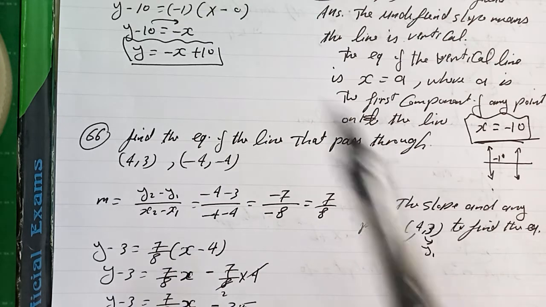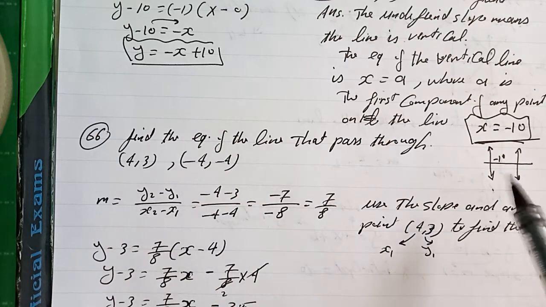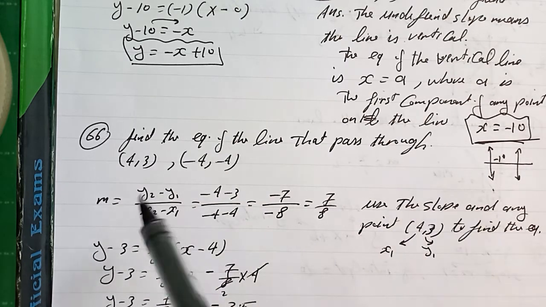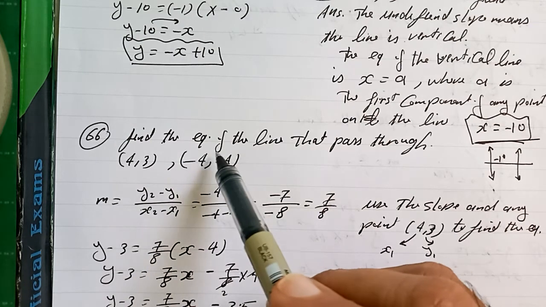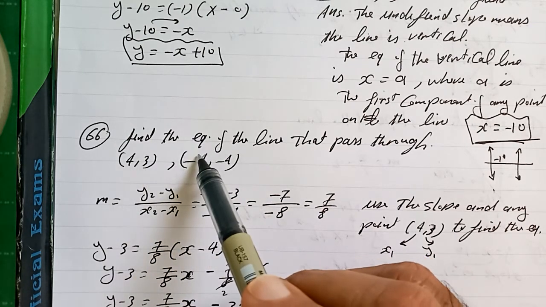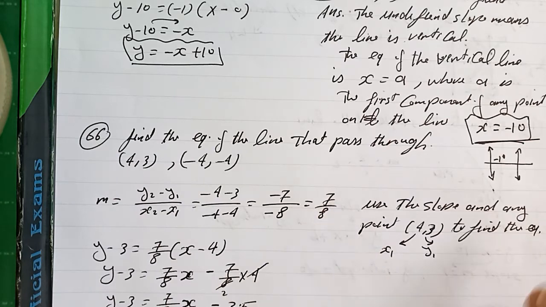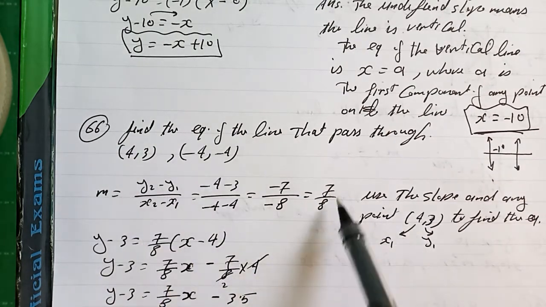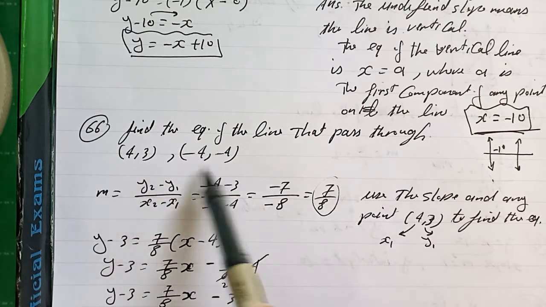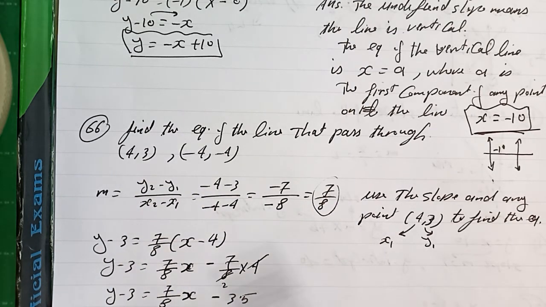Number 66, find the equation of the line that passes through 4, 3, and negative 4 and negative 4. First, you have to get the slope of this line, which is y2 minus y1 over x2 minus x1. This minus this over this minus this. You'll get 7 over 8. By means of this slope and one of these 2 points, you can write the equation.